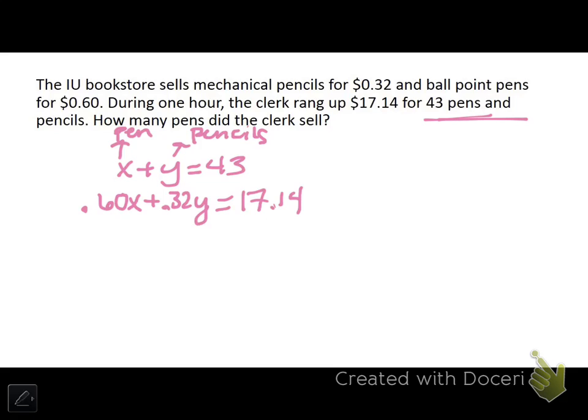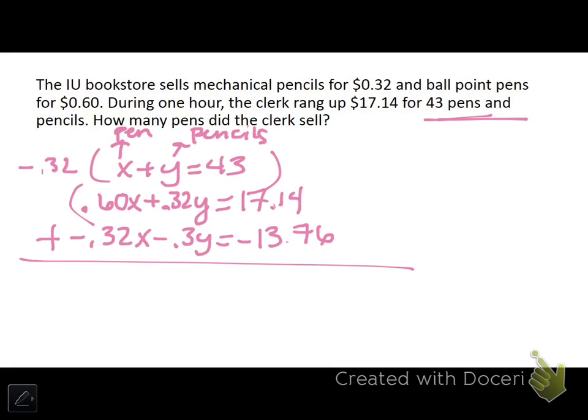So we want to know our x value. So let's eliminate our y value here. So let's multiply by -0.32. So we're going to get negative 0.32x minus 0.32y is equal to 43 times -0.32, which is going to be -13.76. Let's add down, so my y's cancel.